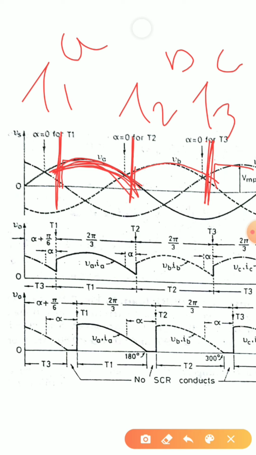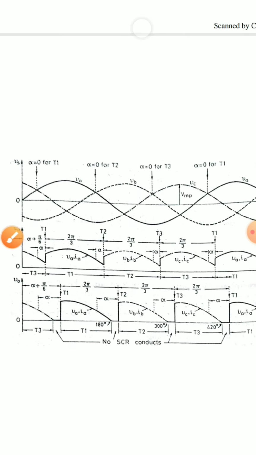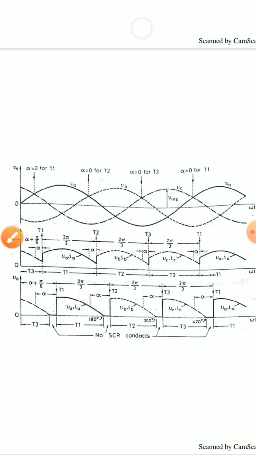So clearly we can see here that if my alpha is less than 30 degree, this is the waveform that I am getting. This is the waveform that I'll get for alpha less than 30 degree. So it is clearly understood. Now let us move on to the second condition.